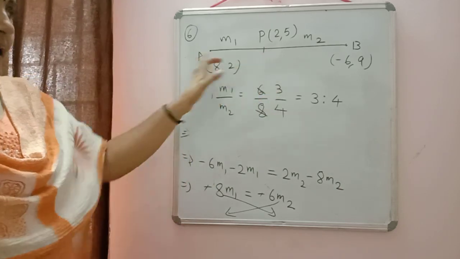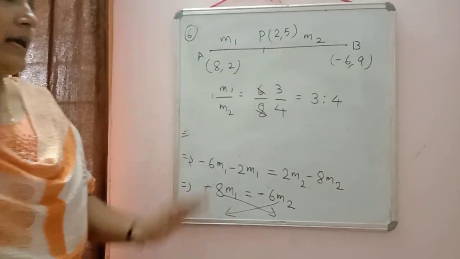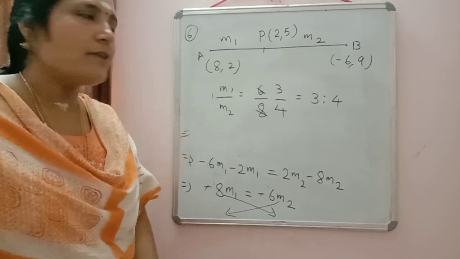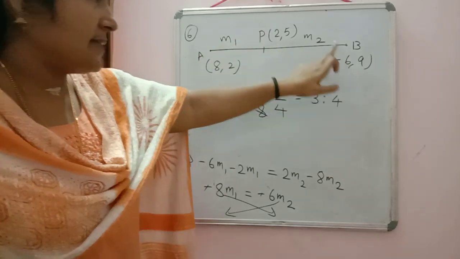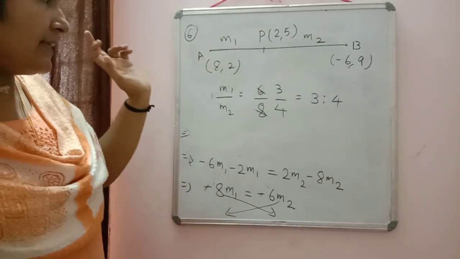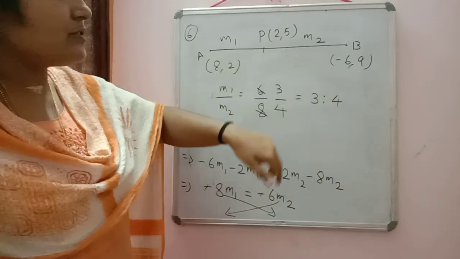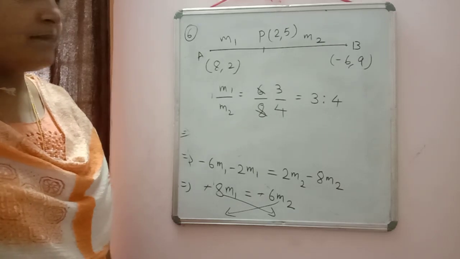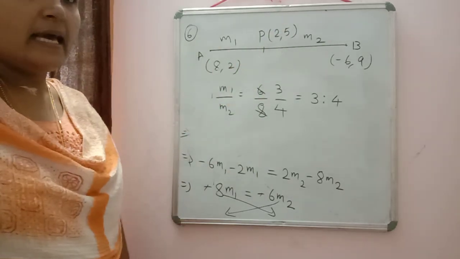First, draw the diagram. Write down the ratio as m1 is to m2. Then, using the formula, write the x coordinate, which we got as (-6m1 plus 8m2) by (m1 plus m2). Since in the question it was given as 2, we took it equal to 2. You don't have to check it with both the points. Any one point is enough.